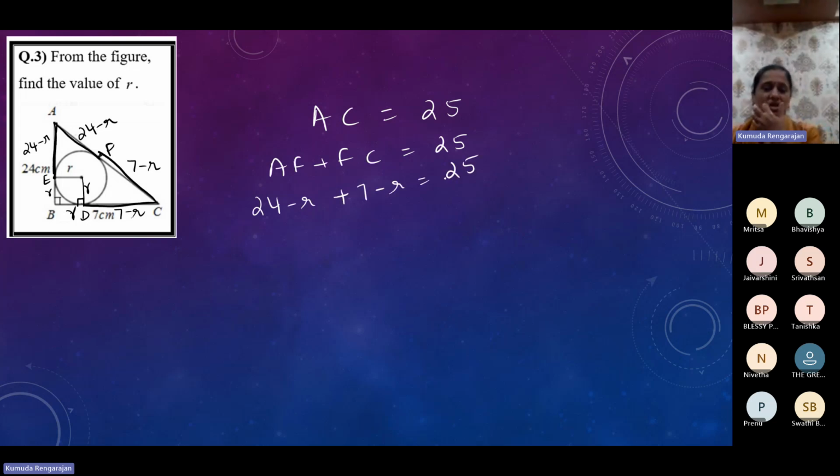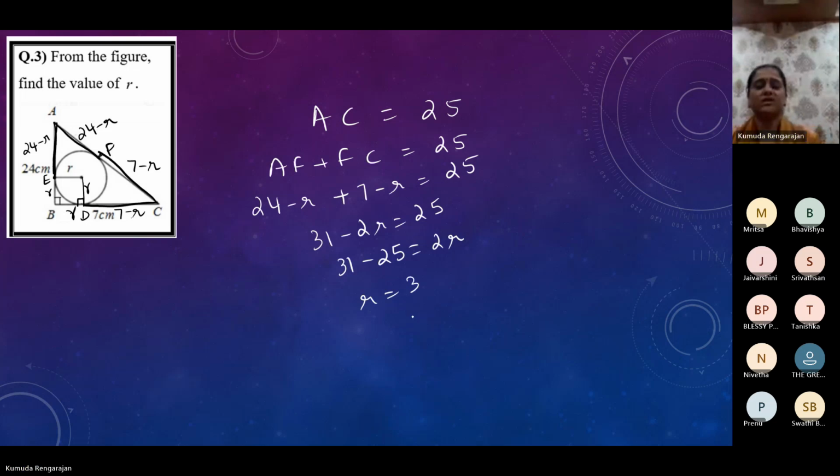So this is the equation. AC is equal to 25 by Pythagoras theorem. But AC is AF plus FC, 25. AF is 24 minus R and FC is 7 minus R is equal to 25. So 24 plus 7, 31 minus 2R is equal to 25. So 31 minus 25 is equal to 2R. So R is equal to 6 by 2, 3. So radius of the inner circle is 3 centimeters. The value of R is 3.